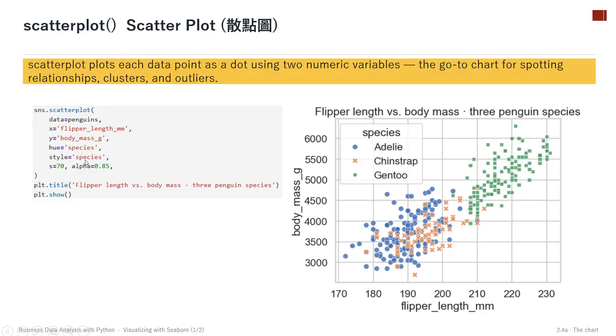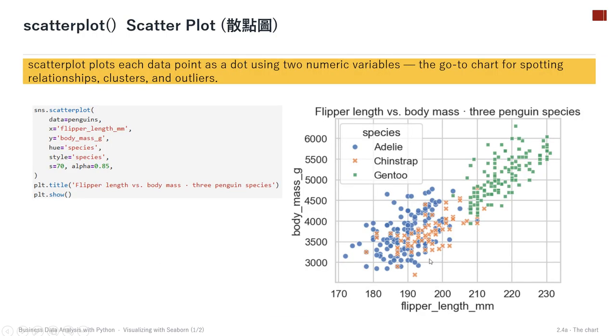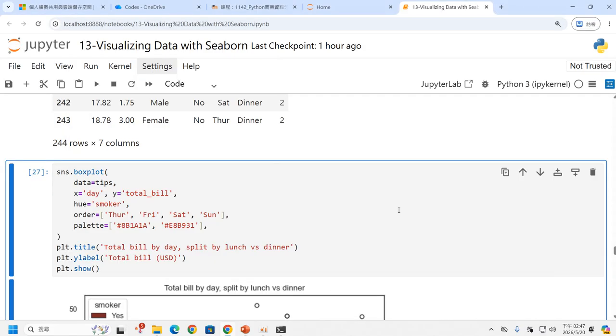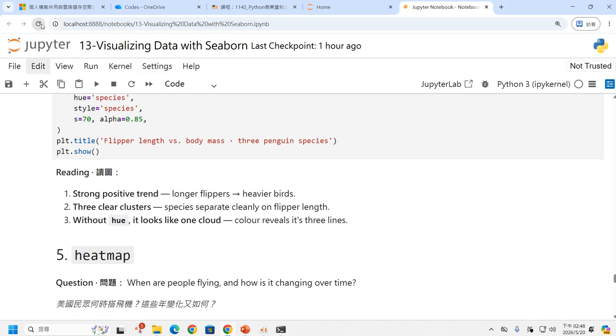Okay, and the style I also set to the same, and the s I set to 70. So what is s? s is our marker size. Okay, so maybe here you can change it to 20, and everything will become smaller. And maybe you can change it to 100 or 70, that depends on you, whatever number you want to give. Another is alpha. In here I set it to 0.85, and then maybe you can set it to 0.2, or you don't want to set the alpha, that is also acceptable. So now we can see this figure in here. But what's wrong with my Jupyter?